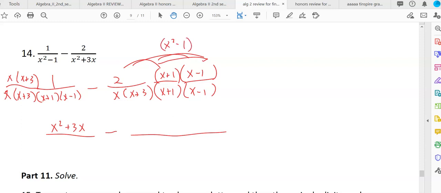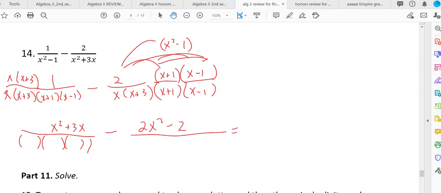So then we're FOILing or distributing that with the 2, so you get 2x squared minus 2, I guess, here. All of this is over all four of those, all those things together. I'm just saving time and not writing it.